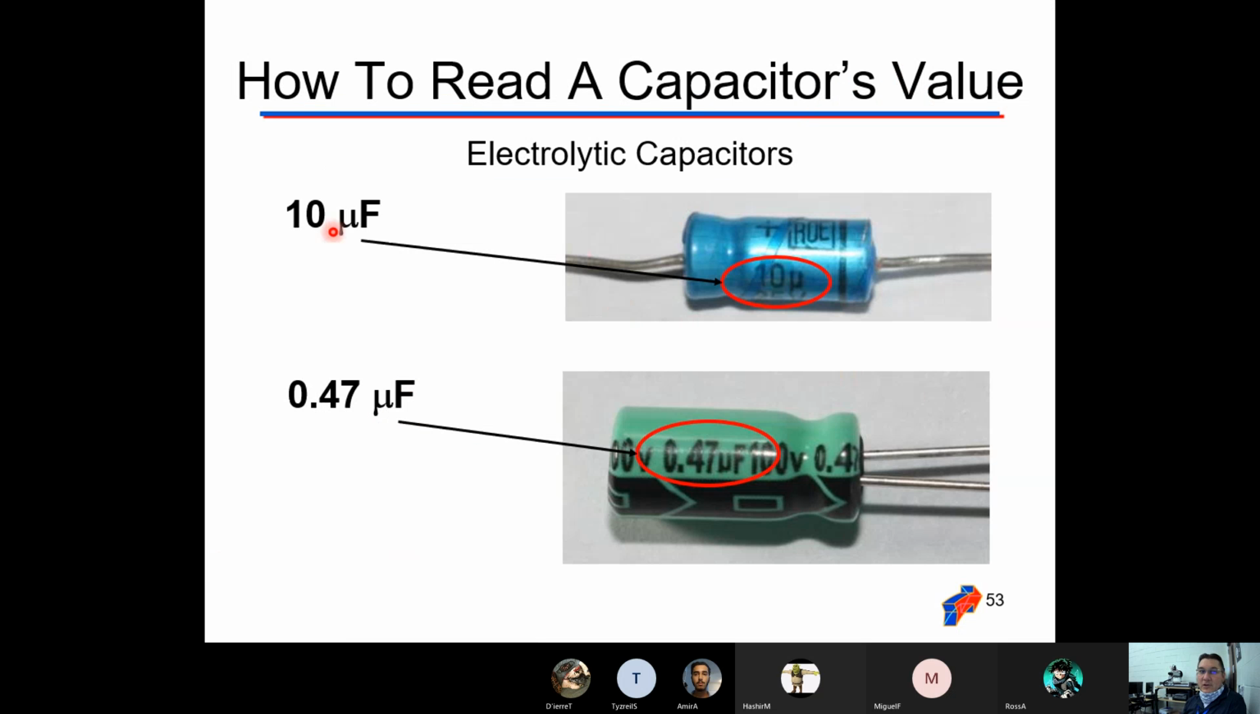So how do you read a capacitor's value? It's very similar to a resistor.